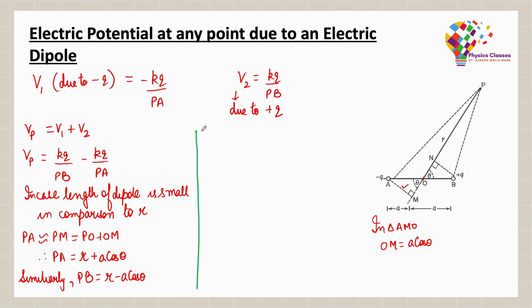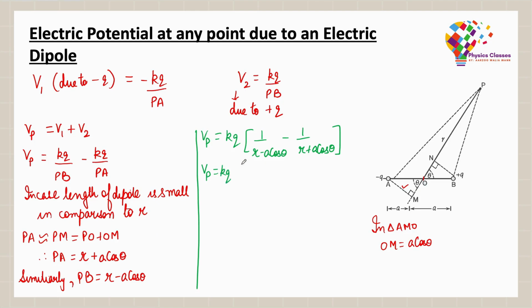So my VP, which I have written as KQ by PB minus KQ by PA, let's take KQ common outside. Instead of PA, I'll write R plus A cos theta, and instead of PB, I'll write R minus A cos theta. So 1 by R minus A cos theta minus 1 upon R plus A cos theta. Now after substituting these values, we are simply supposed to simplify.